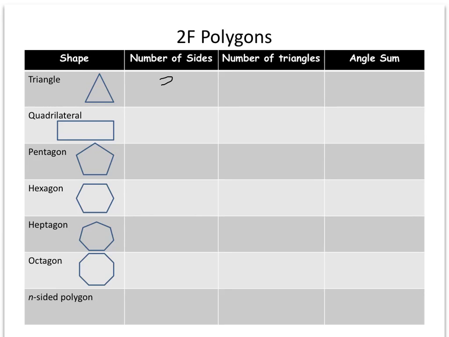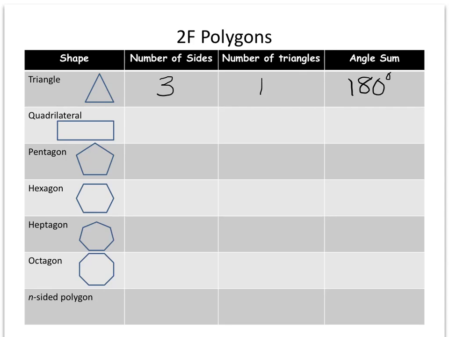So we know a triangle has 3 sides, and within a triangle there's only one triangle, and you'll see what I mean by this when we look at some of the other shapes. And we know already that the angles in a triangle sum to 180 degrees.